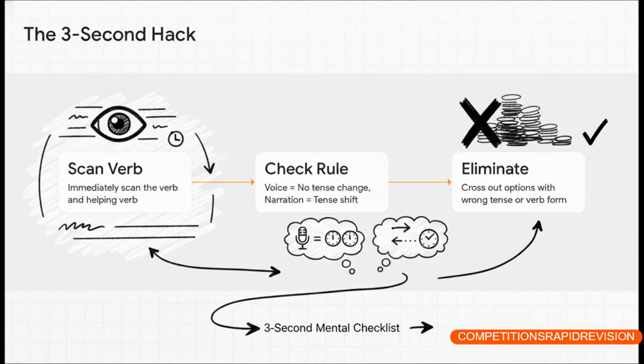Step 1, the second you see a sentence, only scan the verb and the helping verb. Step 2, apply the golden rule. Is it a voice question? Look for the exact same tense. Narration question, shift the tense one step back. Step 3, any option using the wrong tense or wrong verb form, cross it out immediately. You're going to be amazed to find that in 95% of questions, you won't even need to read the full option. The right answer is just going to pop right out at you.